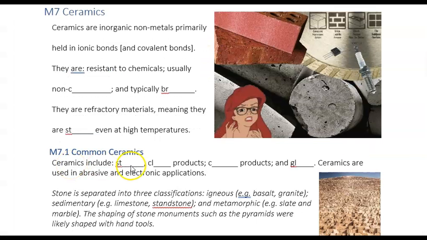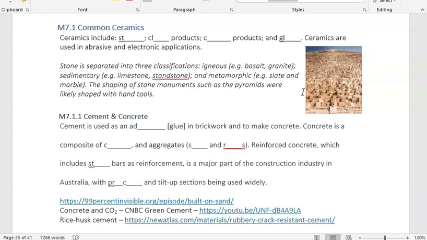Ceramics include stone, clay products, cement products, and glass. Ceramics are used in abrasives and electrical applications.